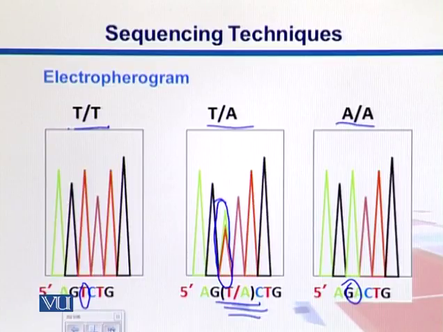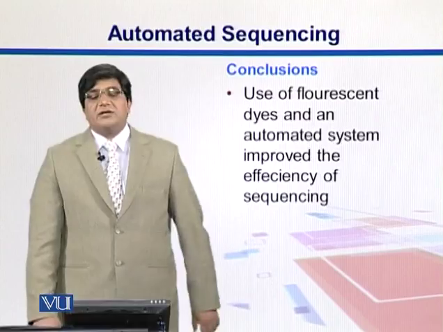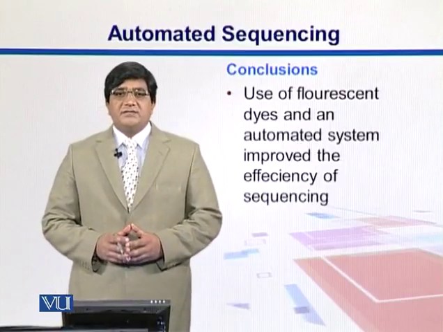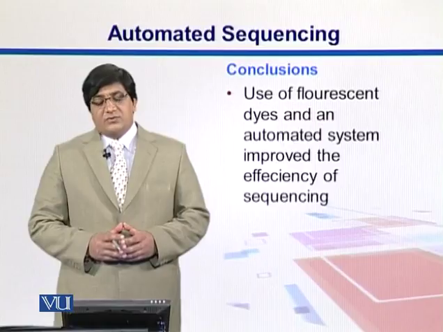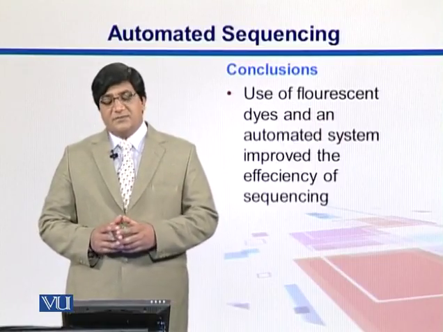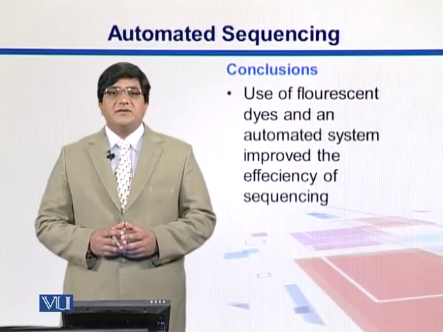So these electropherograms are interesting in terms of detection of those mutations, but obviously now, in the advanced technologies, there are further advanced techniques to do that. So we conclude that the use of fluorescent dyes and an automated system actually improves the efficiency of sequencing.